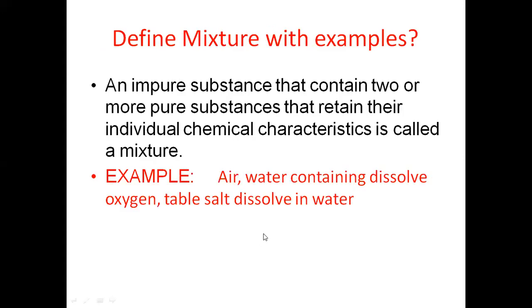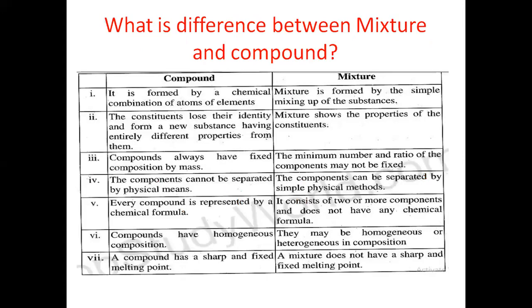The third question is: define mixture with example. What is a mixture? An impure substance that contains two or more pure substances that retain their individual chemical characteristics is called a mixture. Air, water containing dissolved oxygen, and table salt dissolved in water are examples of mixtures.